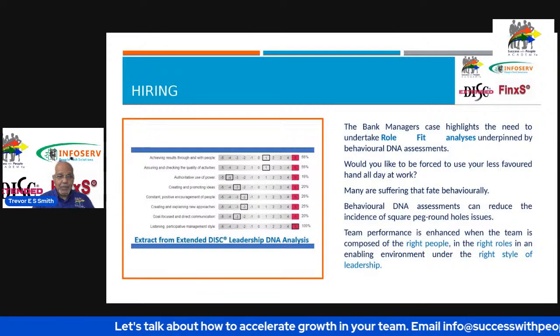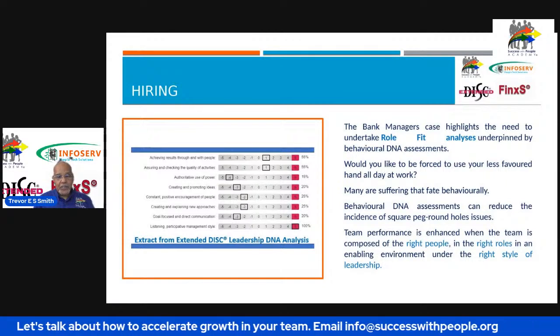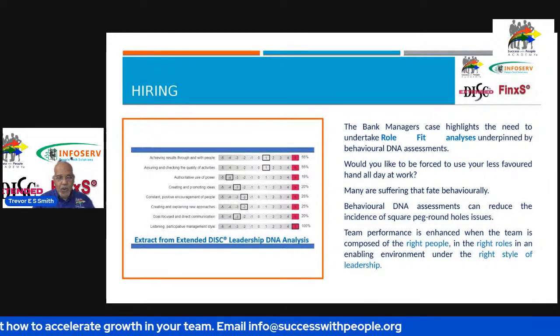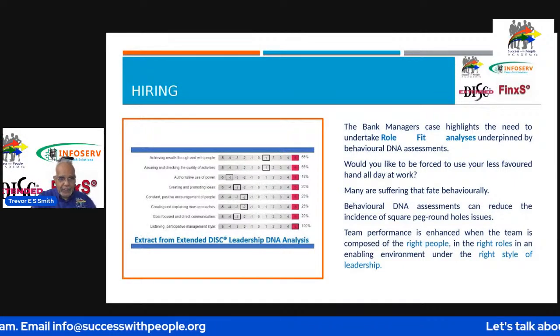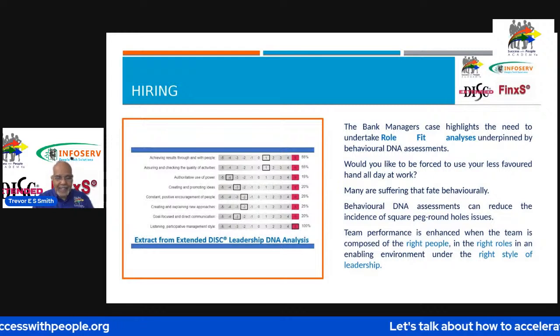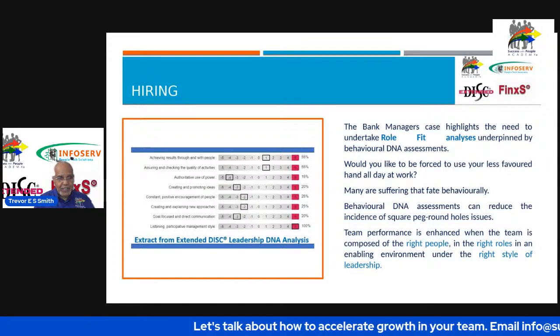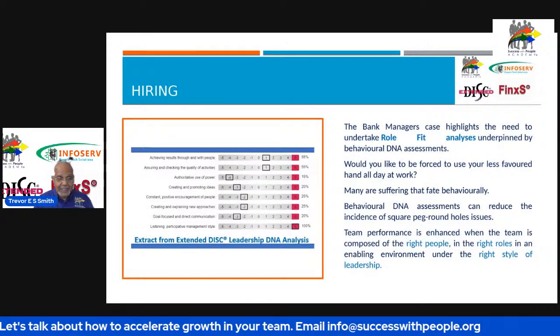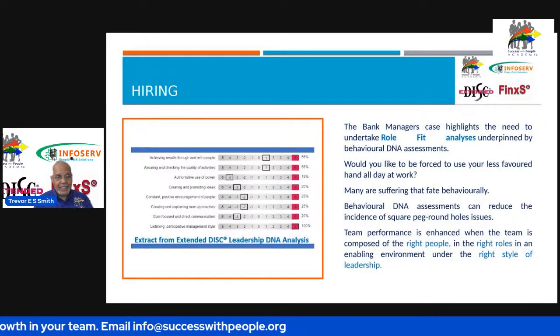We need to be able to look at the individuals and to see how they will be fit, how well they will be aligned to the tasks that you're giving them. The key would be to get the right people in the right roles and in an environment that enables them, and providing them with the right style of leadership.